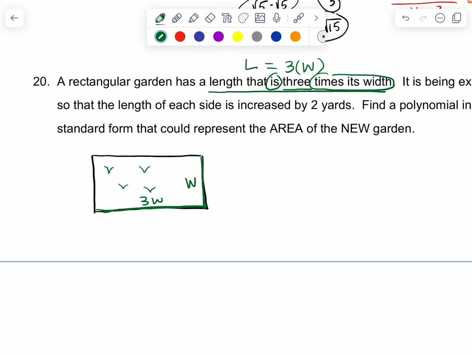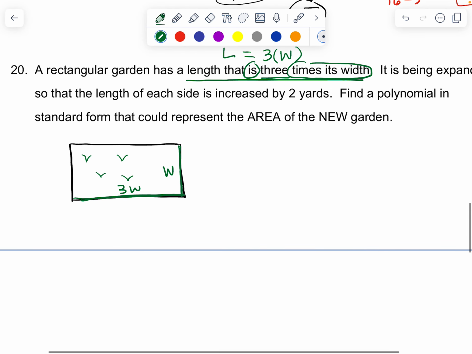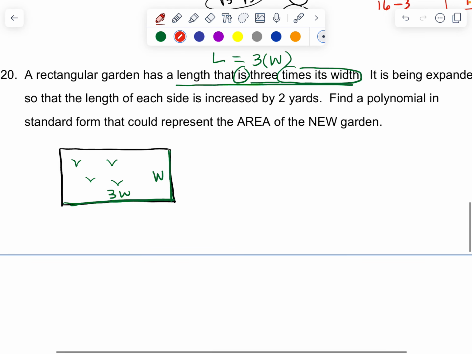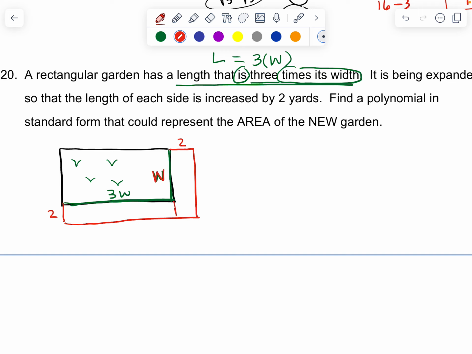It is being expanded so that the length of each side is increased by 2 yards. So look, we're going to increase this by 2 yards, and we're going to increase this by 2 yards. So what is this new thing going to be like? Look, if this right here is the width, and I added 2 more yards to it, then that means this new width is just W plus 2. If the length is 3W and I added 2 yards to it, that means the new length is 3W plus 2. I just gave each one 2 more.